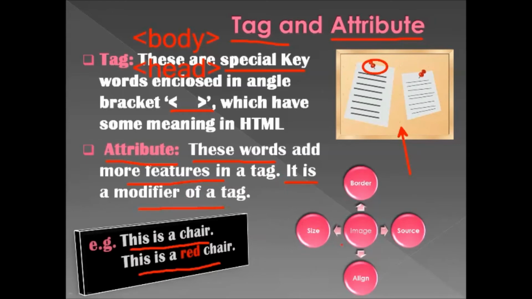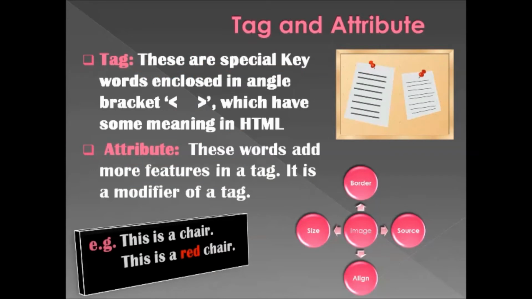Right? Take the example of this image tag. This image tag has attributes like border, source, from where you are getting your image, size, meaning the size of your picture, and alignment. Alignment means where you want to place your picture, on the left side of your web page, center or right side of your web page. Okay, that is called alignment. So I think you have understood what is meant by tag and attribute.